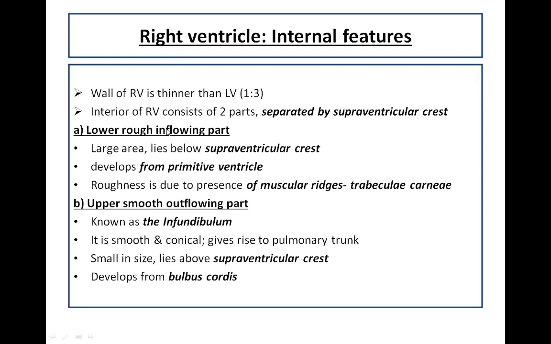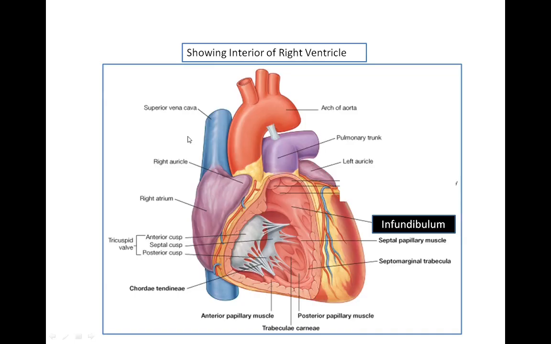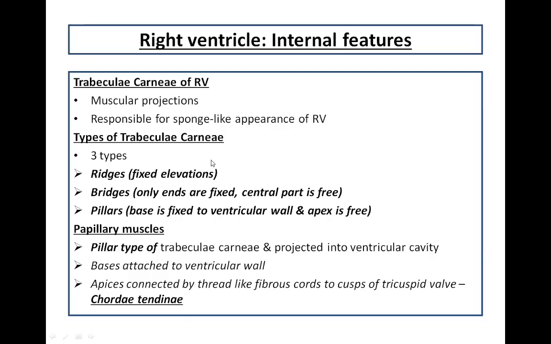The primitive ventricle part is rough. It is the bulbus cordis which is the upper part, the outflowing part, the smooth part. So come to the trabeculae carneae. Inside the right ventricle, these are muscular projections. Whatever rough part we have seen here is due to the muscular ridges, and these muscular ridges are known as trabeculae carneae.